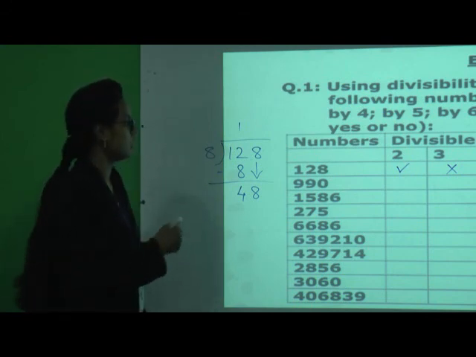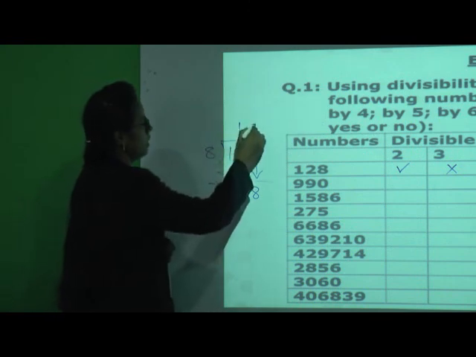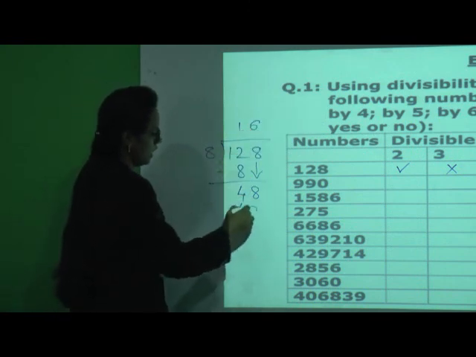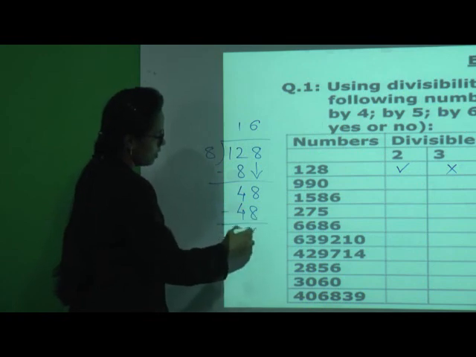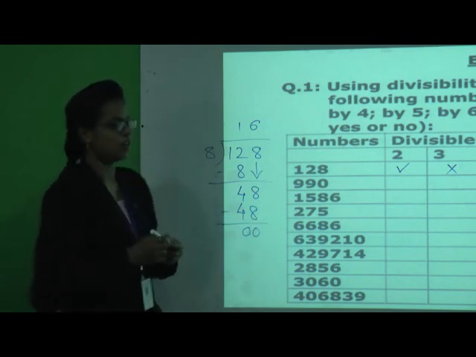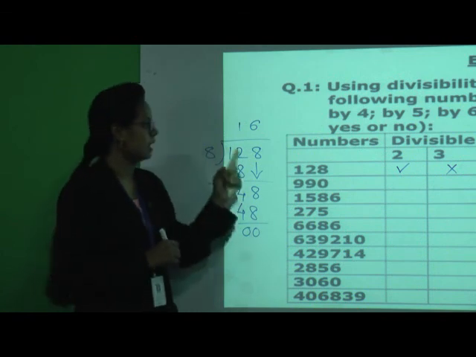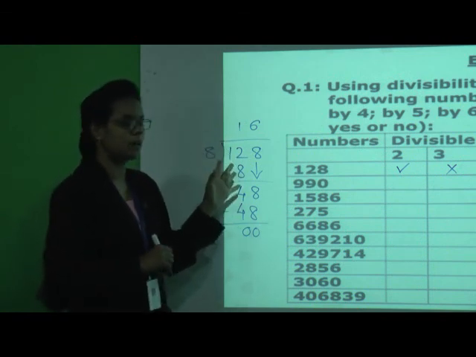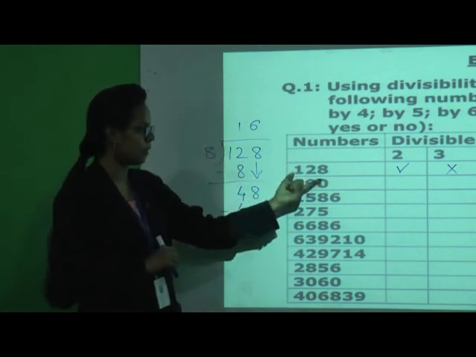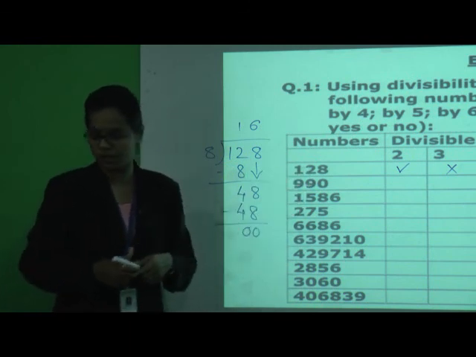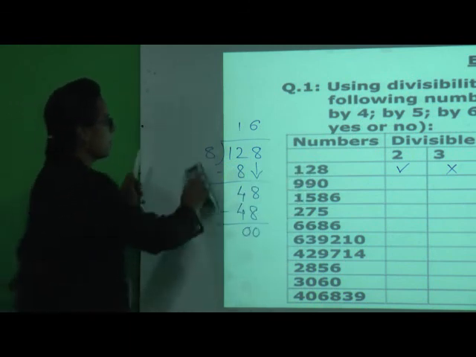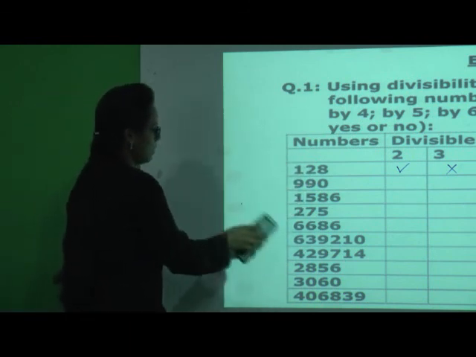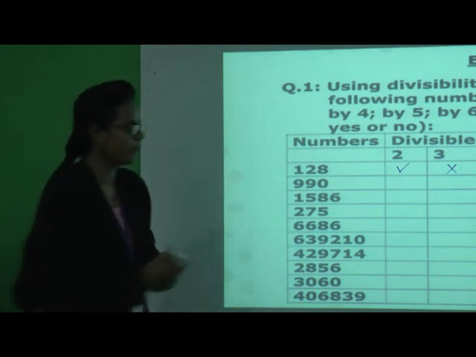Yes, 8 6s are 48. So we get the answer 16 and it's completely divisible by 8. So the number 128 is divisible by 8. Okay.